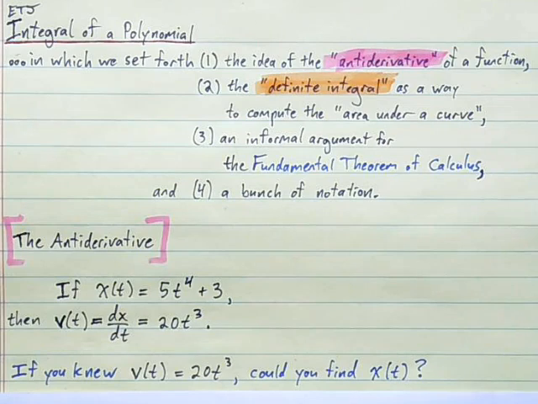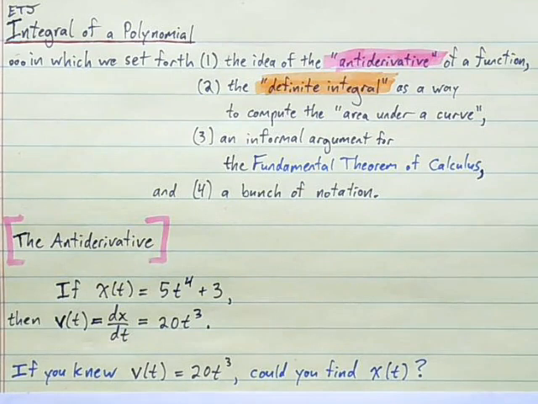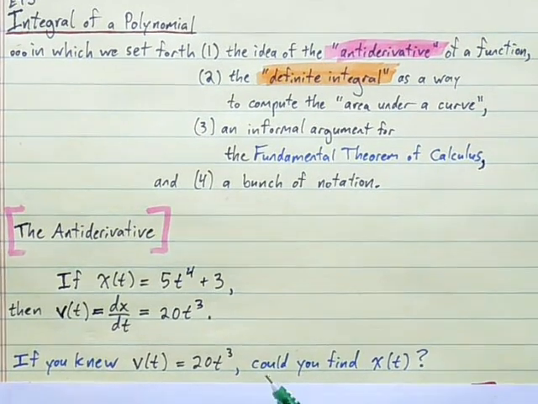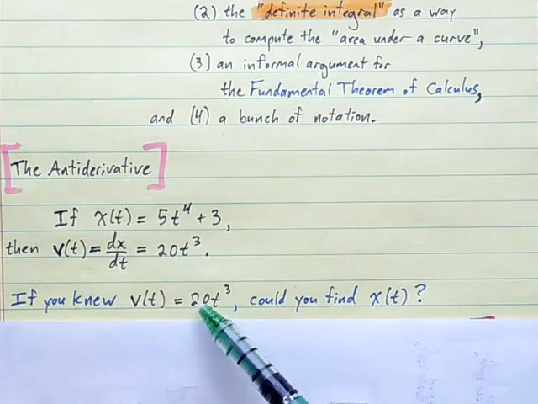But if instead what you knew was the velocity function only, could you sort of work backwards to find the position function? So this is what we call the antiderivative, this working backwards. So you would just need to reverse that rule. We'd take this exponent, 3, add 1 to it, so increase 3 to 4, and then divide 20 by the 4.